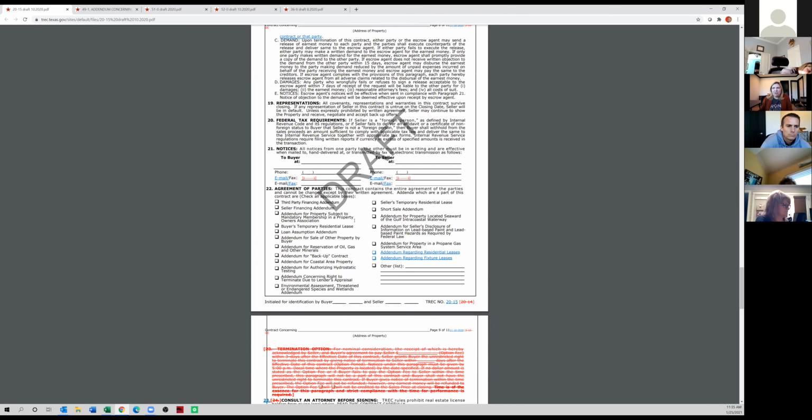Paragraph 20 is the federal tax requirements related to FIRPTA. So normally the title company is going to handle that for us. Really, this is if the transaction is not closed at a title company, then that's where it would come in.